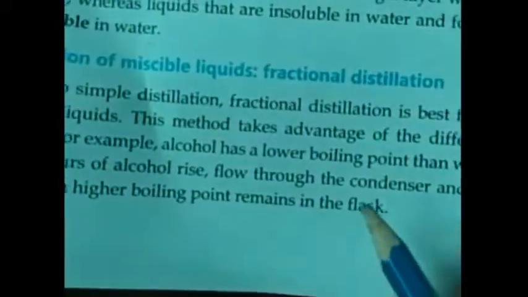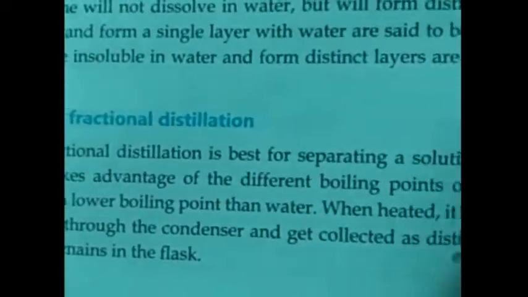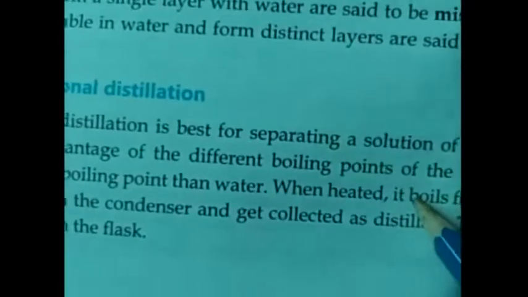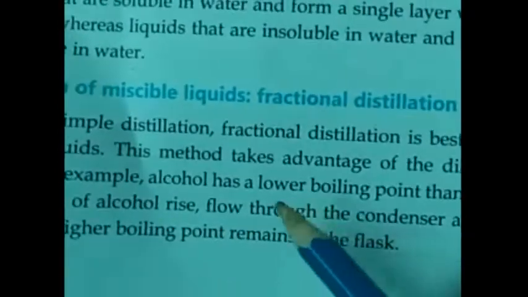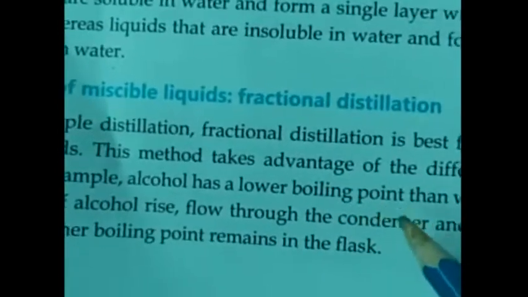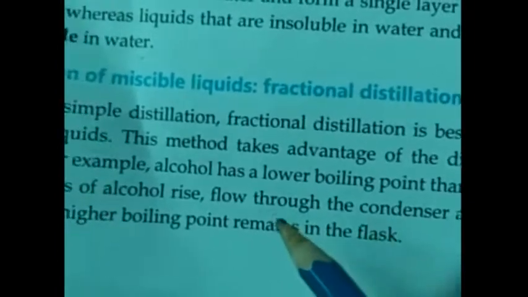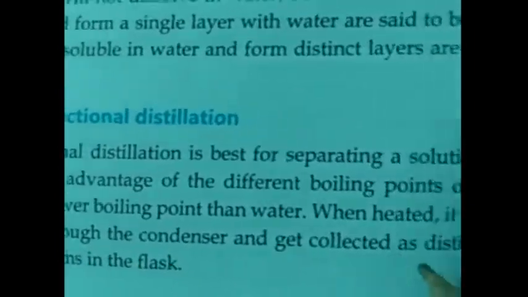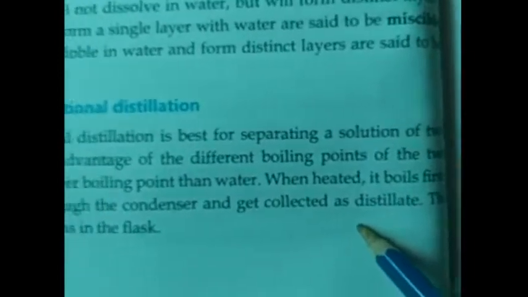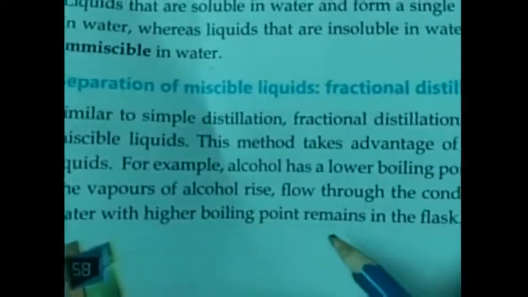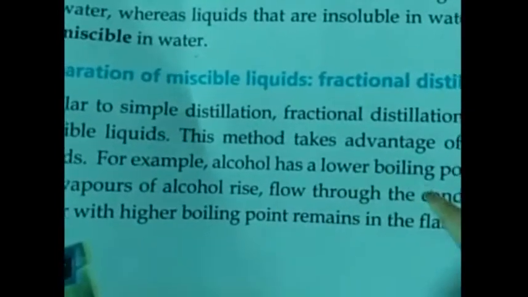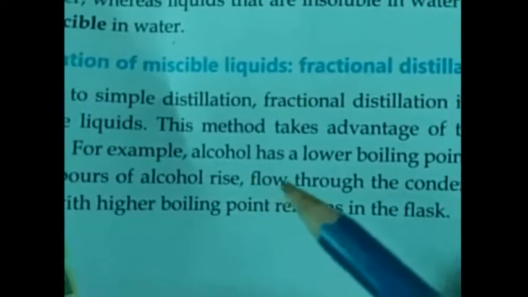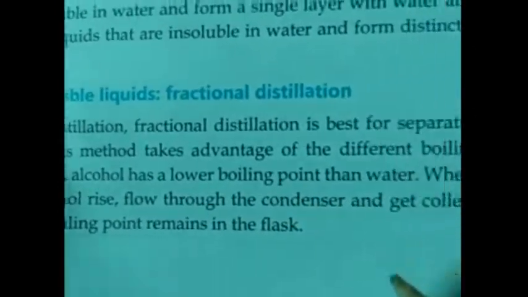For example, alcohol has a lower boiling point than water. When heated, it boils first. The vapors of alcohol rise because alcohol's boiling point is lower than water's. The alcohol vapors flow through the condenser and get collected as distillate. The water with the higher boiling point remains in the flask. So alcohol has a lower boiling point than water. That's why it boils first, and the vapors are collected in the condenser as a distillate.